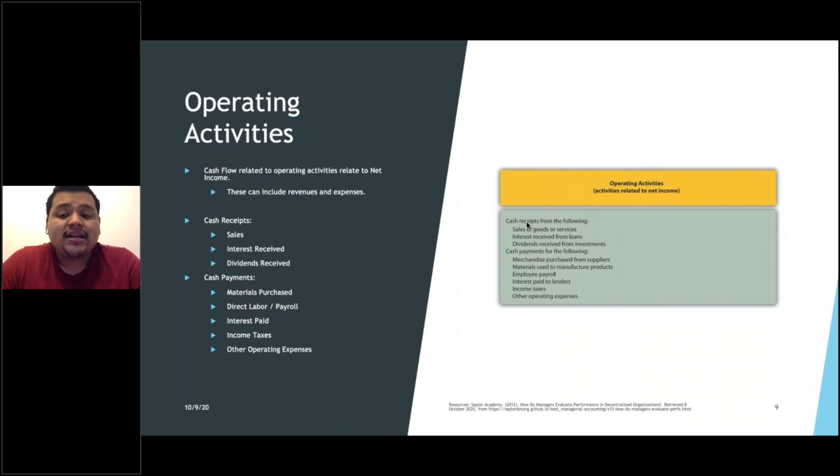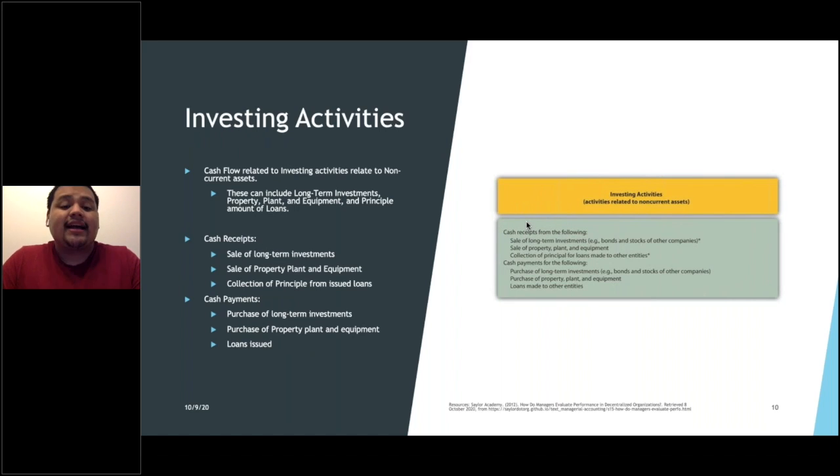So everything that is done at the operations level, right? So these are stuff like income, such as sales of goods and services, products, interest received from the loans, maybe dividends that are received from investments that they have made. And then cash payments. Cash payments are the materials purchased, direct labor, payroll, interest paid, as well as income tax and other operating expenses. We can also talk about the investing activities.